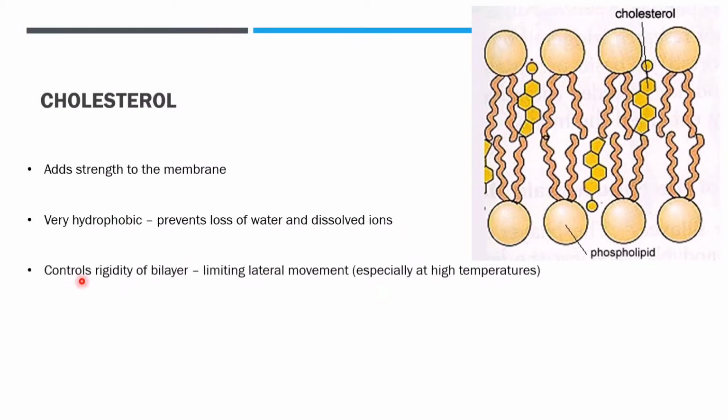Cholesterol controls rigidity of the bilayer, so it means that it limits the lateral movement of the fatty acids and phospholipids. And this is very important in high temperatures because when the phospholipids get enough energy and start moving very quickly, the cholesterol is there to stop them from moving too far apart to create too big gaps in the phospholipid bilayer and let too much through the membrane.